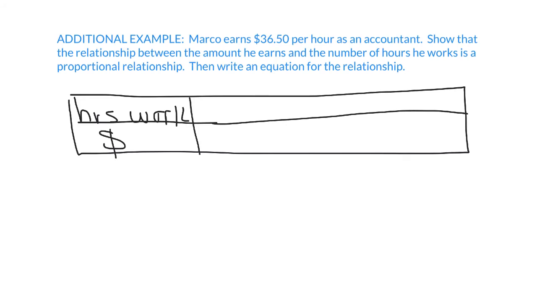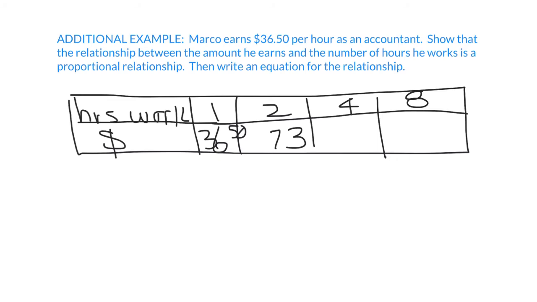Okay, so let's pick some hours that he can work. Let's see, 1 hour, 2 hours. Let's do 4 hours and 8 hours. So Marco, if he works 1 hour, he gets $36.50. And for 2 hours, he'll get 72. 2 times 36.50 is 73, not 72. Oh, I should probably not do this when I'm tired.